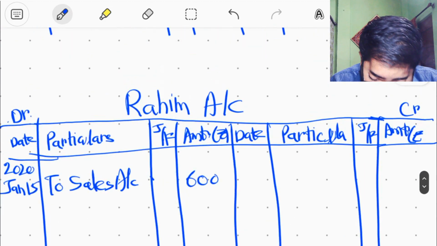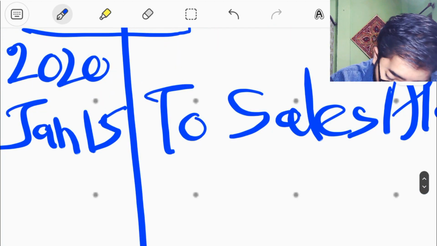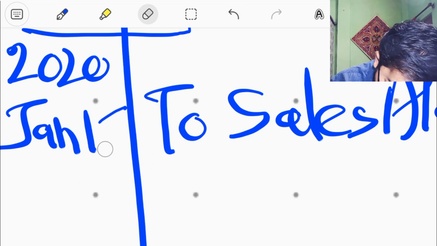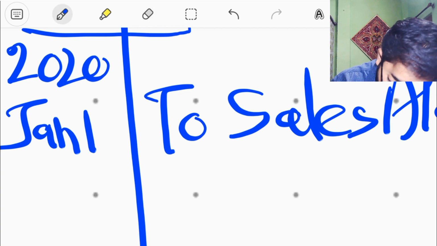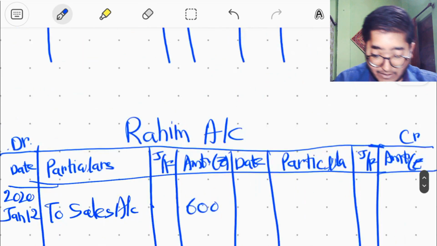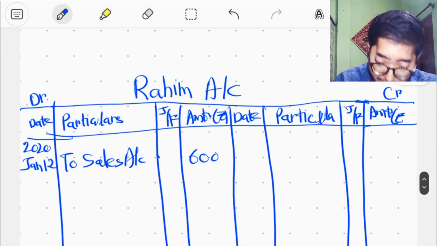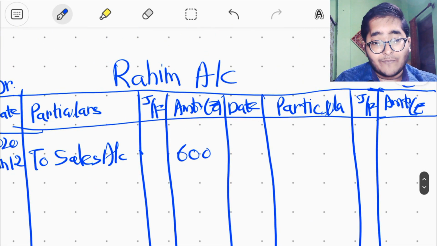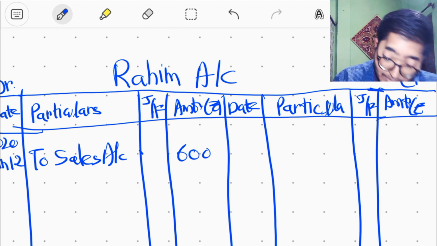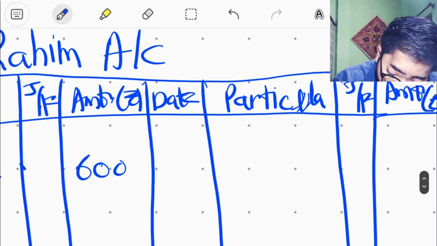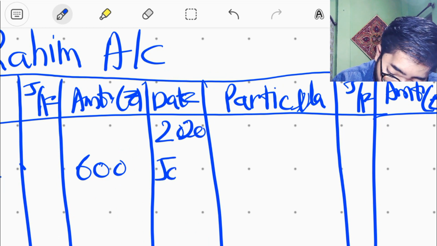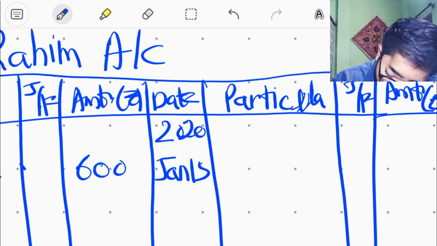And in the books of Rahim also, January 12th. Now Rahim's account has a debit balance of rupees 600. This 600 rupees has to be credited to Rahim's account, to close Rahim's account. So on January 15th, what is being debited?